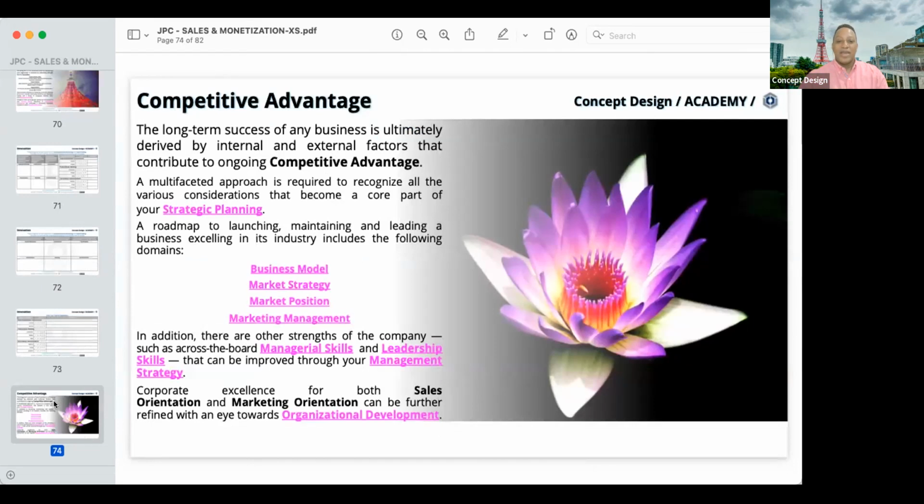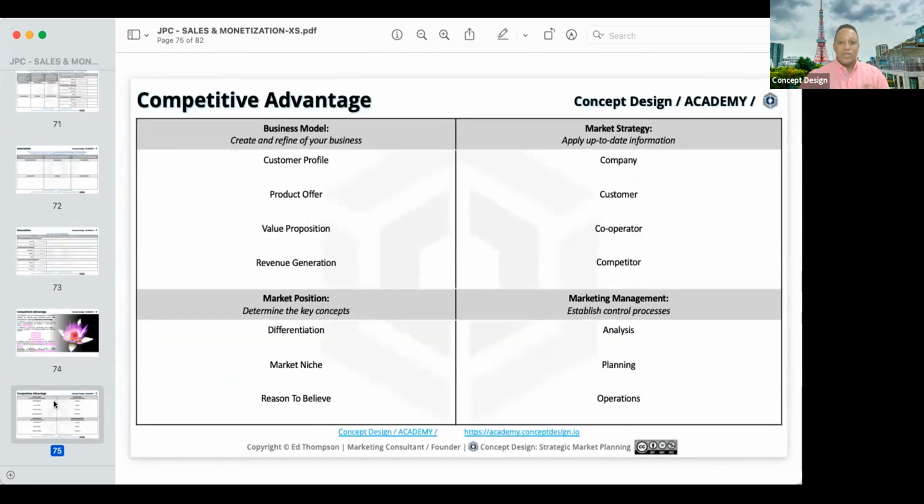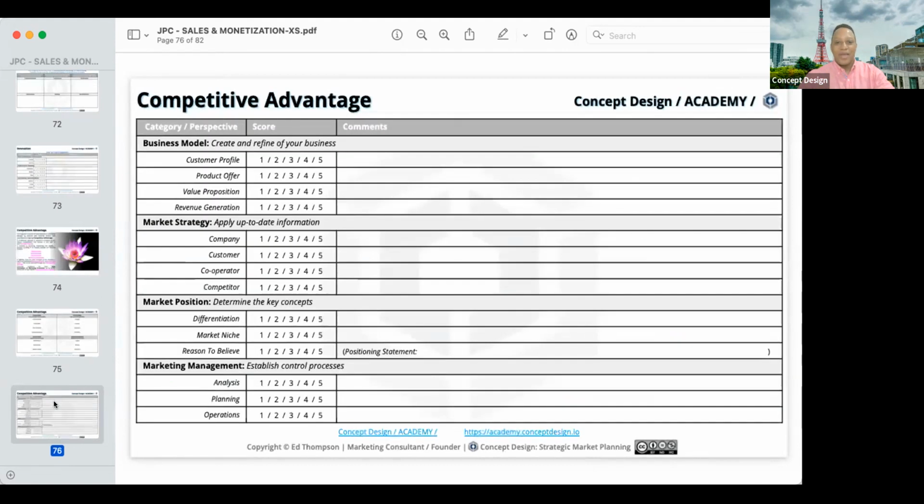With competitive advantage, this is what makes your product or service a success over the long term. You start looking at the business model, the market strategy, market positioning, and the marketing management that you have. You can conduct this type of viewpoint not just for your company, but also against competitor companies. How are your competitors doing with their business model, their marketing strategy, their positioning, and their management? You may not know the answer to everything, but you can extrapolate.